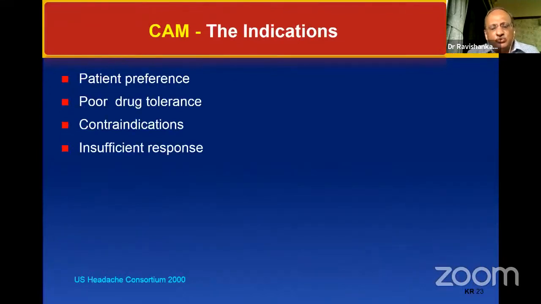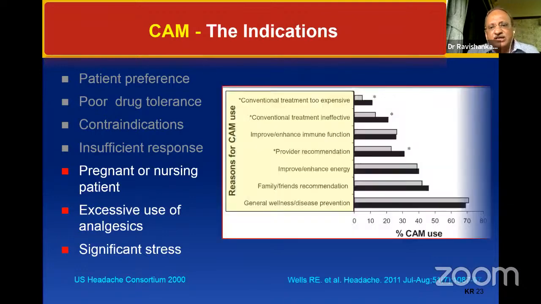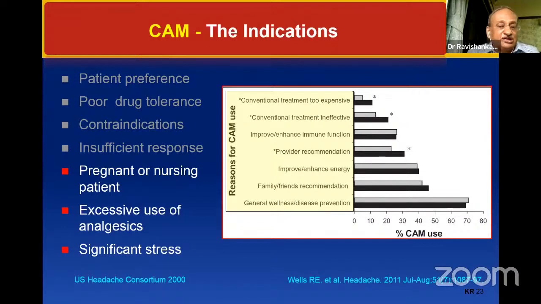And when do patients prefer it? One is by choice. Two is when they feel they can't tolerate the drugs. When there are certain contraindications to the drugs that you're giving. And in pregnancy, you can use occipital nerve blocks for bad migraine. In pregnancy, you can use some of the physical measures, non-pharmacological. And you will find that there are studies which look at what are the reasons for CAM usage. And they also include recommendation by family and friends. And they feel that these drugs and these non-pharmacological options are safer and do not have the side effects.